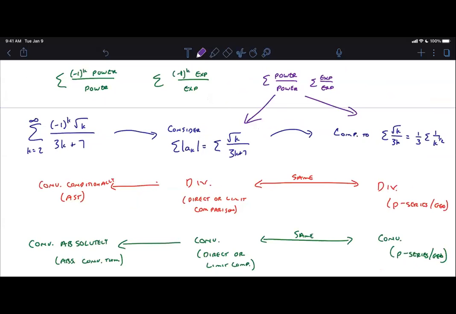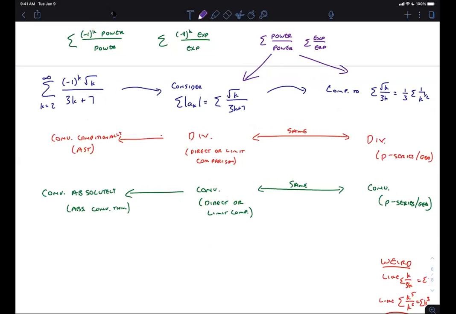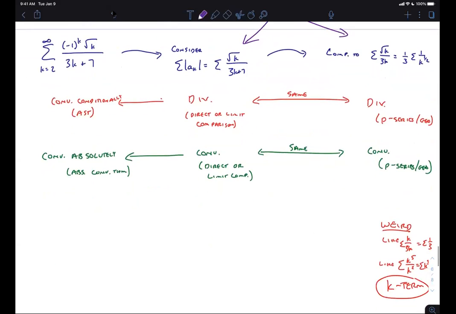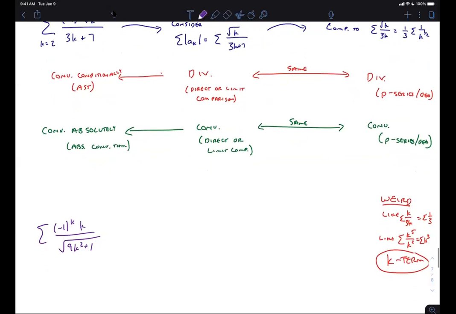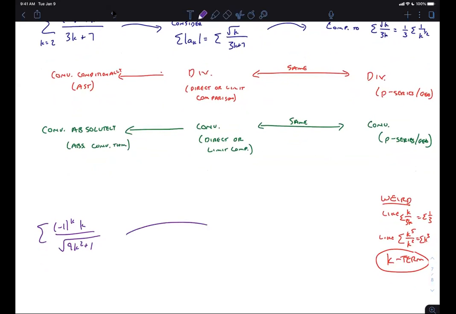If you're in my class, that file is in the Unit 3 folder. In which case would the original diverge? That would be if the sequence did not go to 0. So like if you had the sum of -1 to the k over the square root of 9k squared plus 1, then you may not notice at first that that diverges, but by the time you get to the one way over here, it's k over the square root of 9k squared, and that's 1/3.